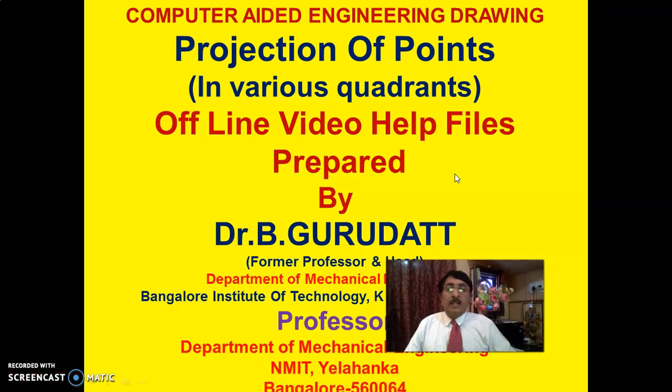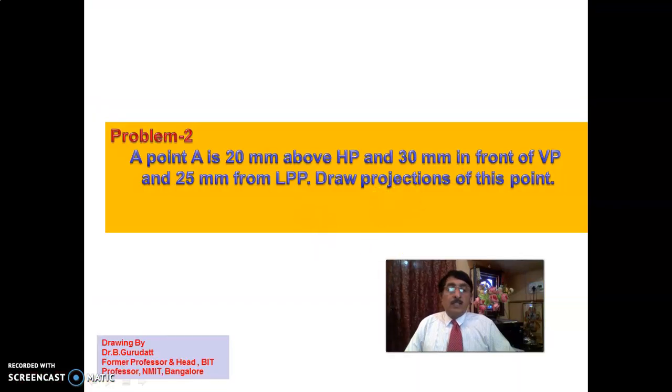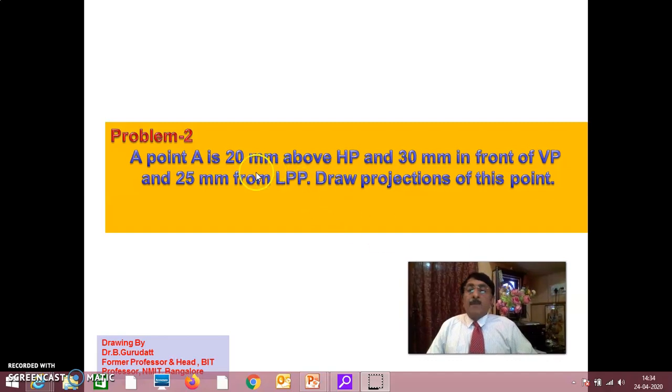We'll continue this projection of points, and this is session 3 on projection of points, where we are doing the concepts about RPP, LPP and all that. Just see, now there is a problem here. A point A is 20 mm above HP, 30 mm in front of VP and 25 mm from LPP. Draw the projections of this point.